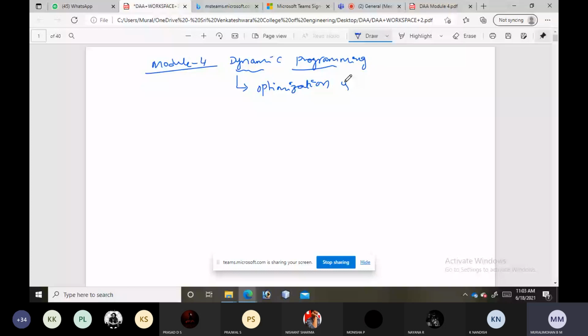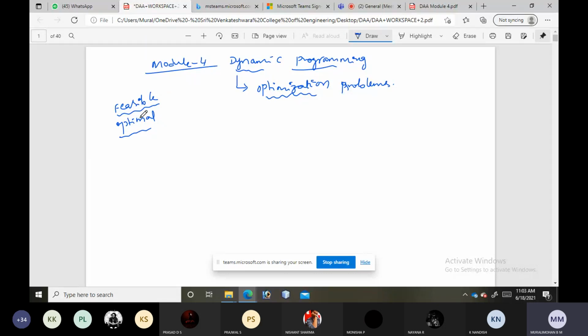What is this optimization? When we were discussing the greedy method, we discussed something called feasible solutions and optimal solutions. Feasible solutions are all the possible solutions we have for a specific problem, whereas an optimal solution is one solution out of these feasible solutions.